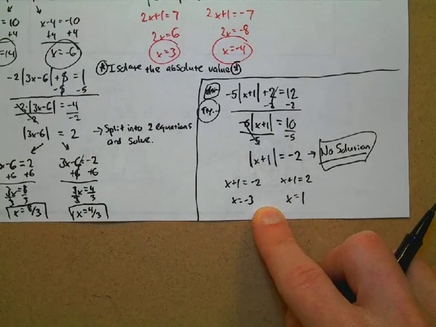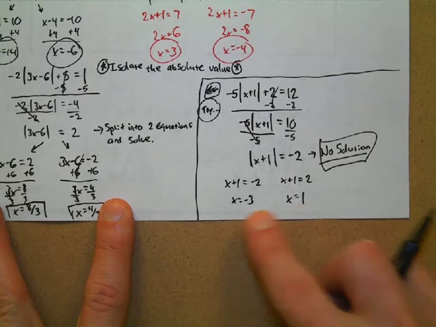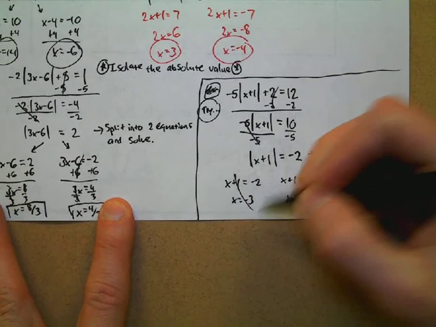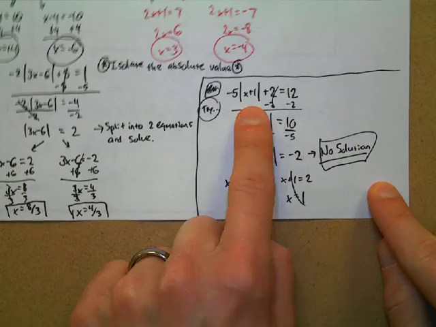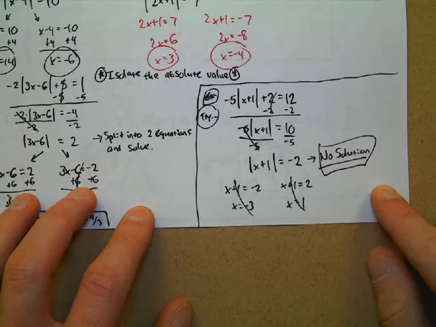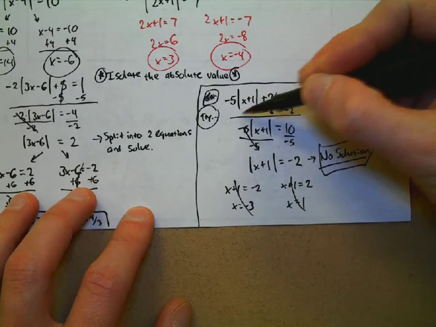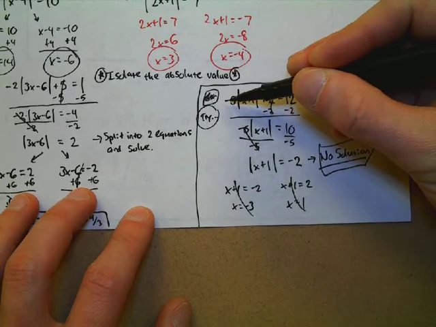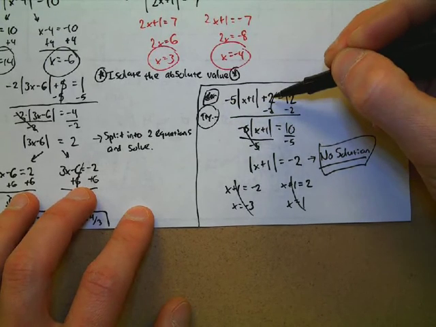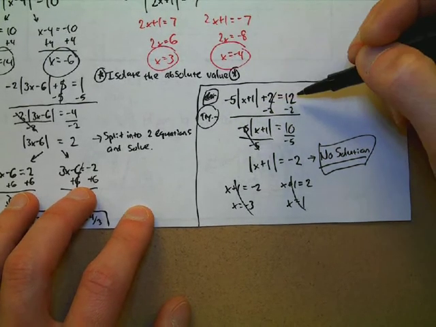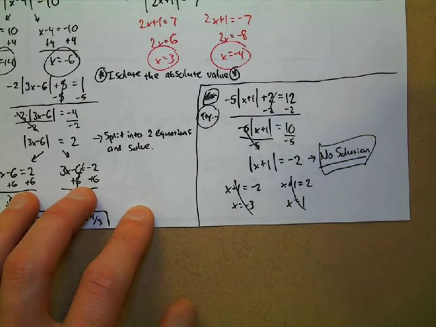But if you follow that procedure blindly, if you just act like a robot and go on autopilot here, you're going to get answers. Those answers do not work. If you plug them back in, they will not work. Try plugging 1 back in. 1 plus 1 is 2. The absolute value of 2 is 2. 2 times -5 is -10. Plus 2 gives you -8, not 12. And the -3, plug it in. It will also not give you 12.